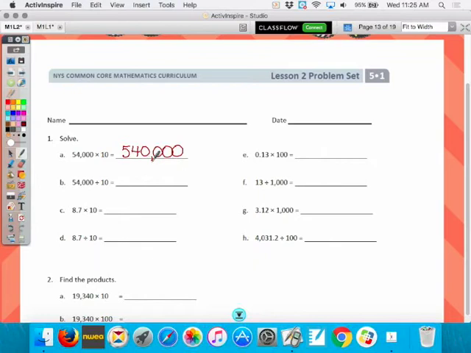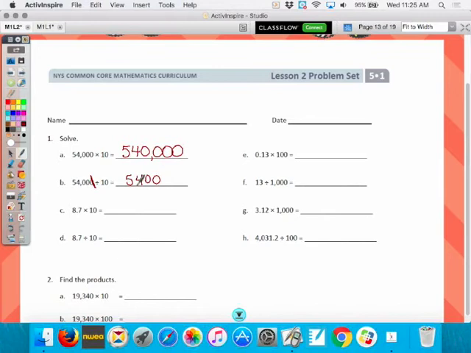All right, let's do the next one. Anything divided by 10, take a 0 off the end. Well, I didn't cross it off very well. So now you're going to write 5400, then figure out where the comma goes.